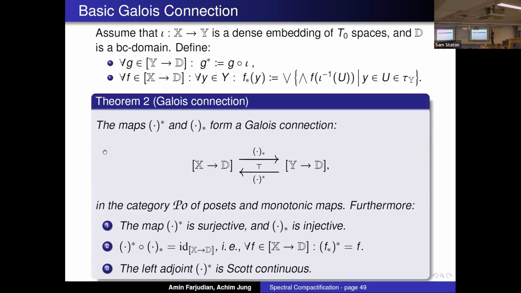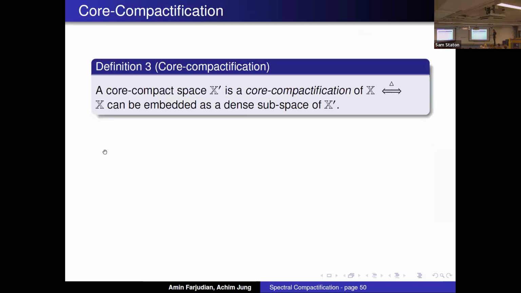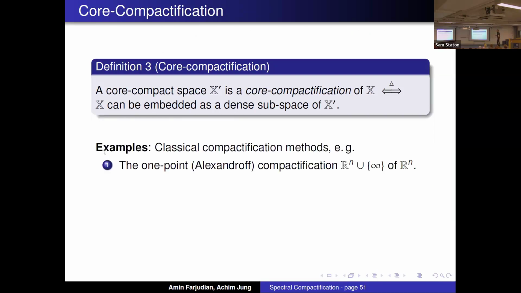But one thing that I want to point out is the right adjoint is continuous if and only if it's a space that we are not interested in. That's it. Yeah. So the right adjoint is continuous if and only if X is core compact. But then when X is core compact, we don't have to go through any of this. So now we can have this working definition of core compactification, which is exactly like compactification, but we just require that this X prime be a core compact space. So say it's a core compactification of X if and only if X can be embedded as a dense subspace of X prime. That is enough for us to get everything that we want.